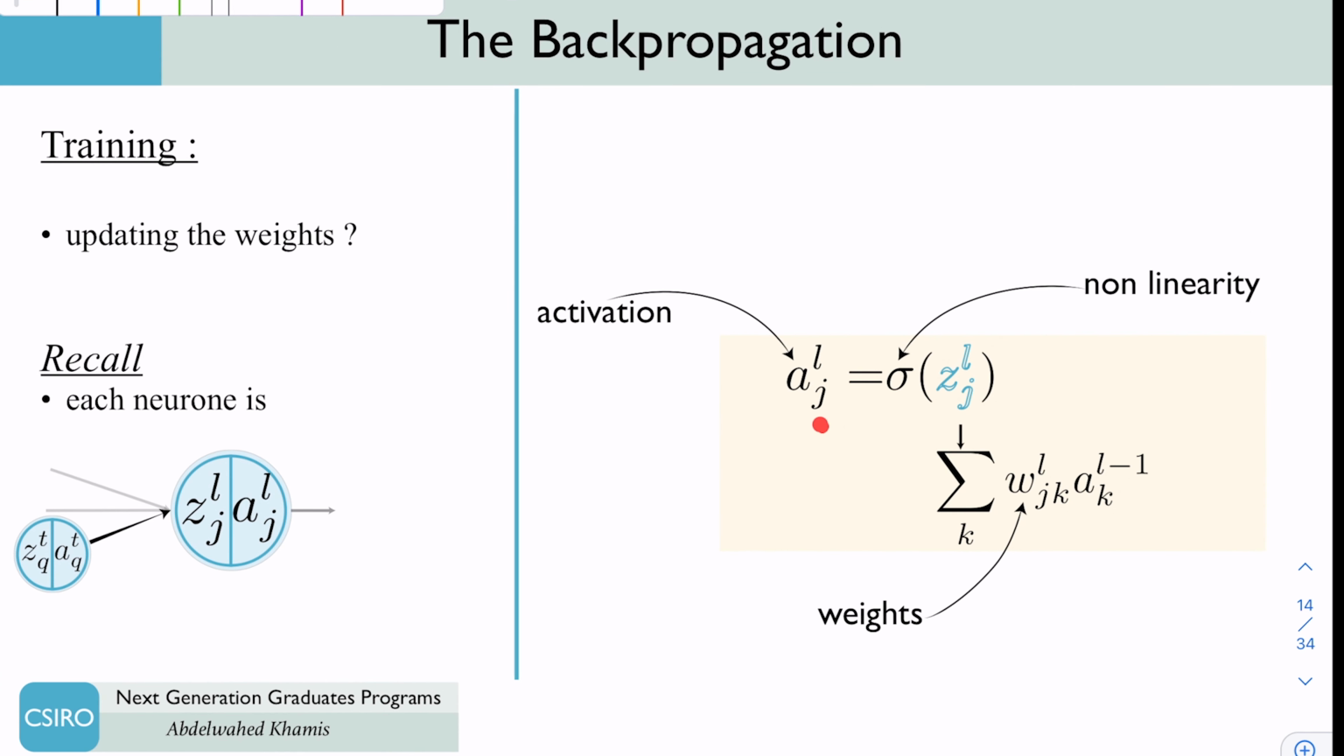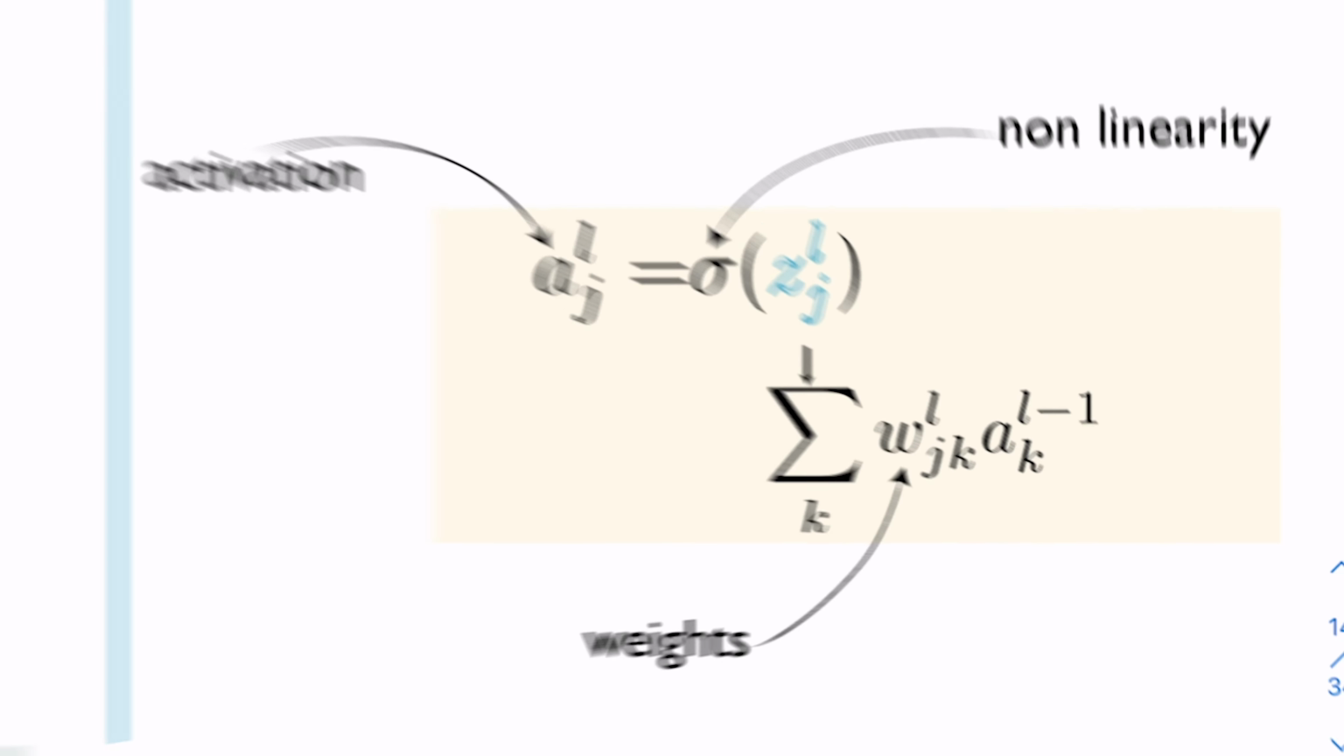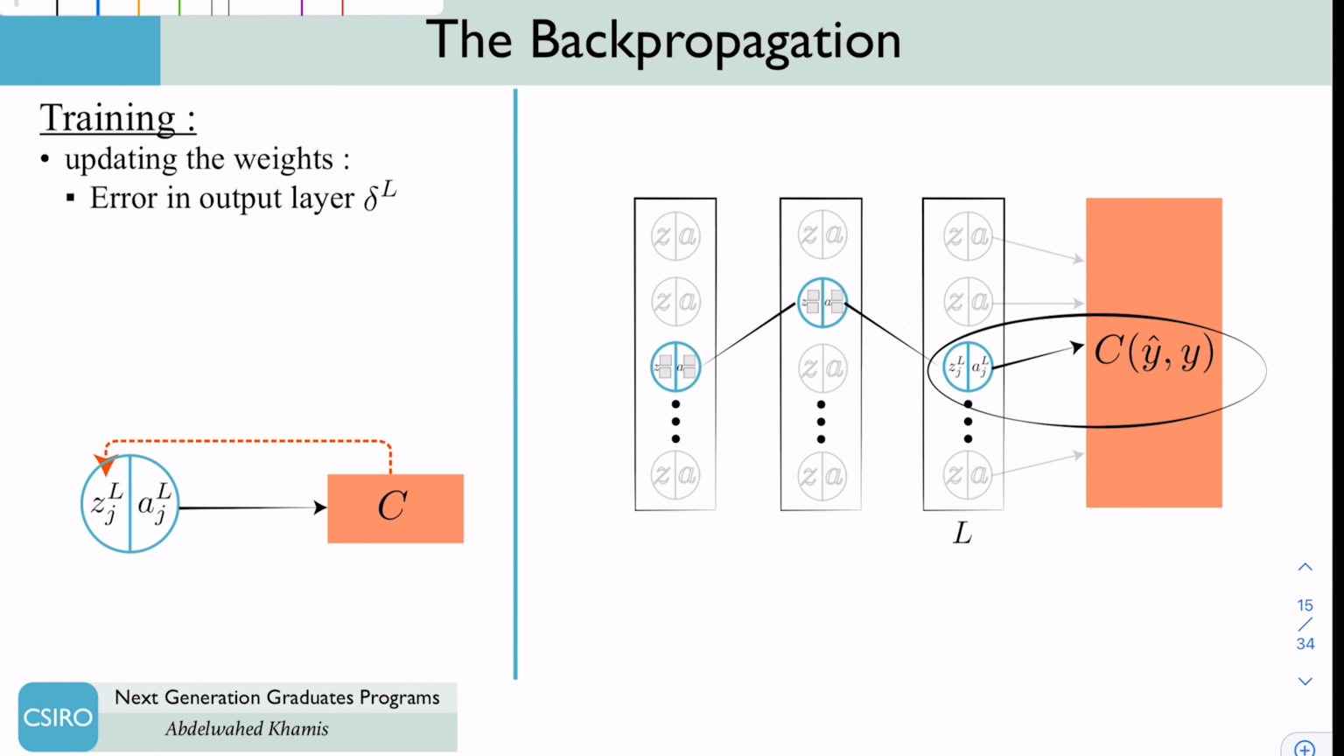Let's revisit the neuron through this notation. The neuron activation is just sigma applied on the Z quantity. And what is it? It is the sum over all neurons from the previous layer, and each of them is weighted by W ingoing into the current layer, connecting the current neuron with all the neurons in the previous layer. Great. Now let's go back to our snapshot and try to compute the error of the last layer, this quantity.